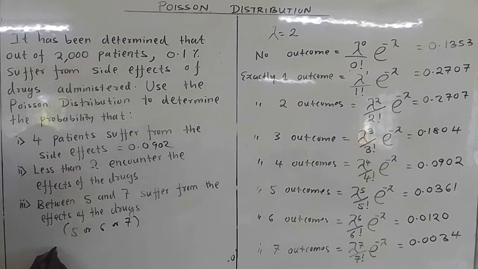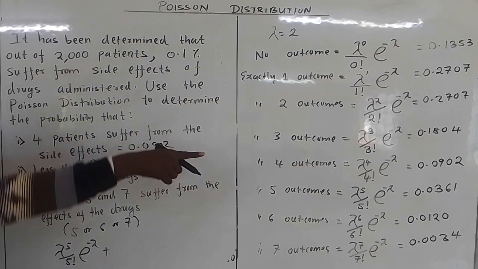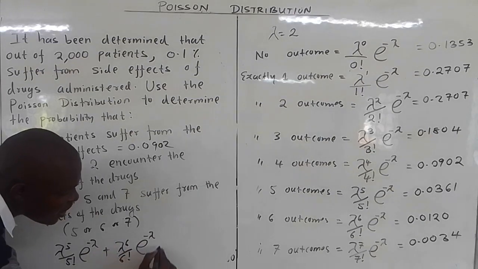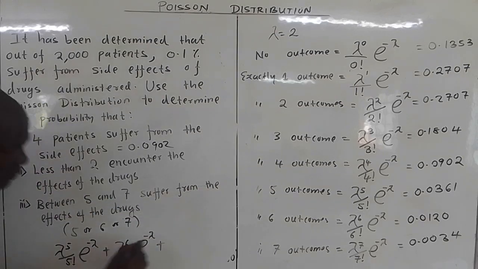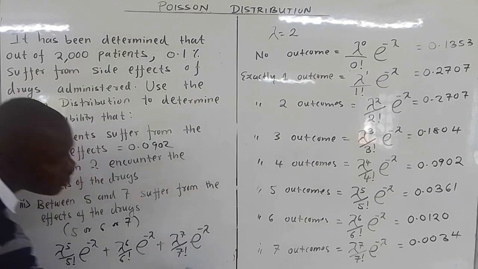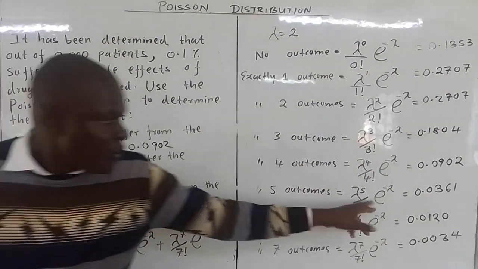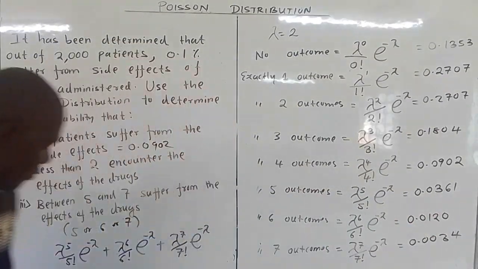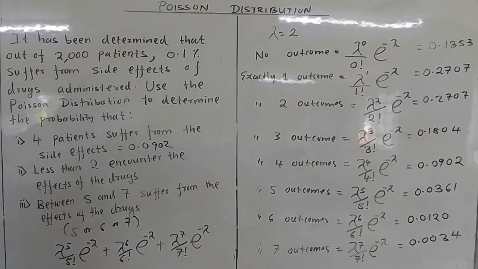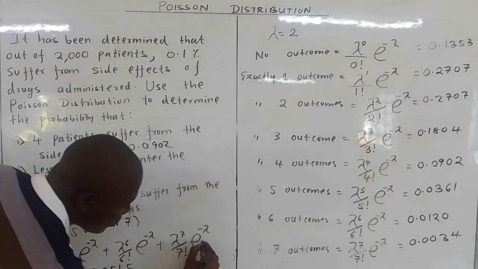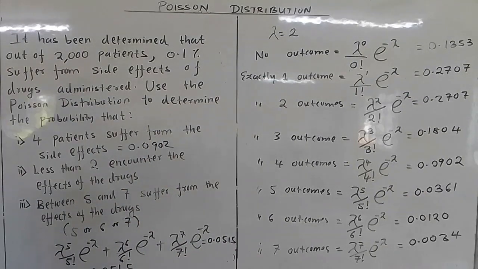So exactly 5 outcomes you found was lambda raised to power 5 over 5 factorial exponential negative lambda, or is addition, exactly 6 outcomes is lambda raised to power 6 over 6 factorial exponential negative lambda, or exactly 7 outcomes is lambda raised to power 7 over 7 factorial exponential negative lambda. So can you now substitute those values? If you add those 3 probabilities, what do you get? 0.0515. So that is the probability that between 5 and 7 suffer from the side effects of the drug.